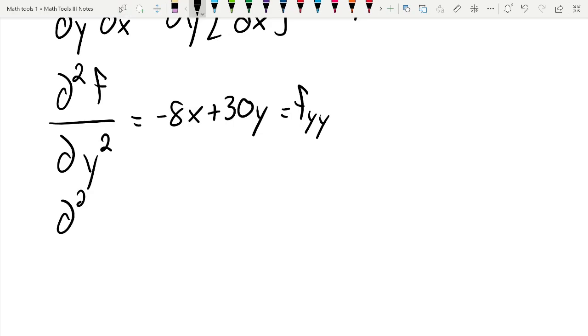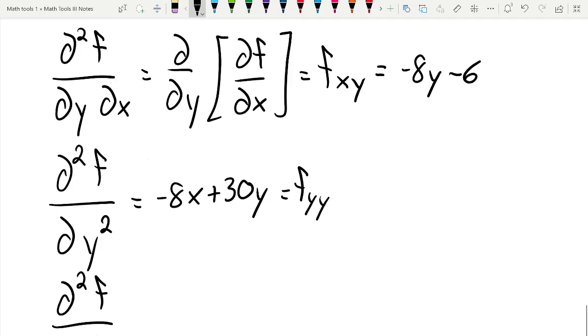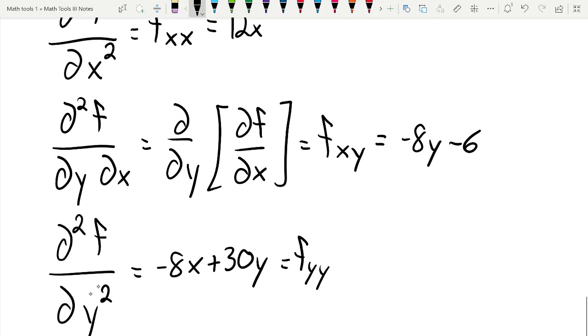Now the other partial derivative, so dx dy. So by the way, we call these ones mixed partial derivatives because we're taking the derivative of two different variables. So the variables are mixed. So that's why we call them mixed partial derivatives when we are doing two separate variables. So these ones, the y squared one and the x squared one, those would not be mixed partial derivatives.